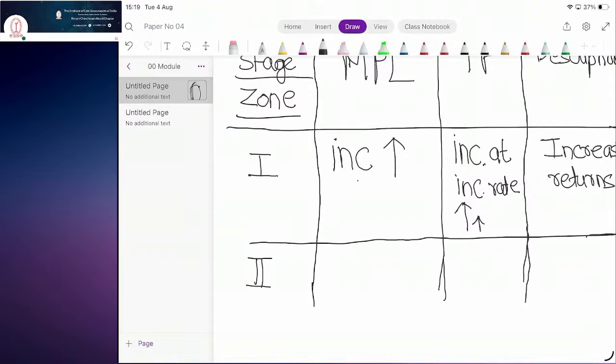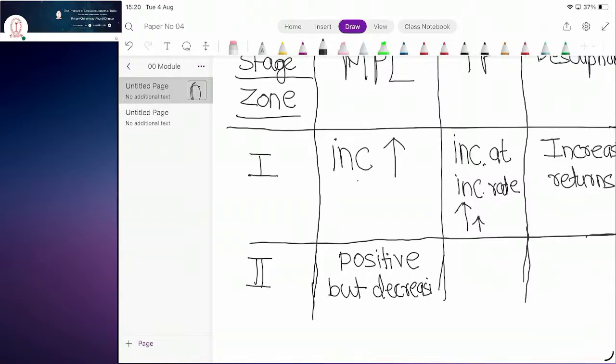Stage 2, marginal product is positive. Okay, it is positive, but check what is happening to marginal product, it is decreasing. Okay, marginal product is positive but decreasing.